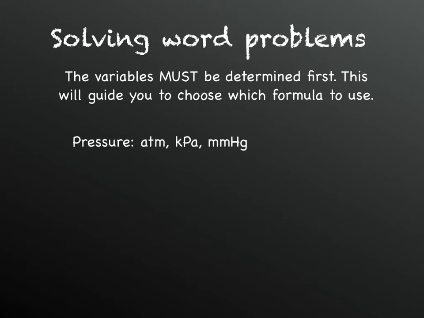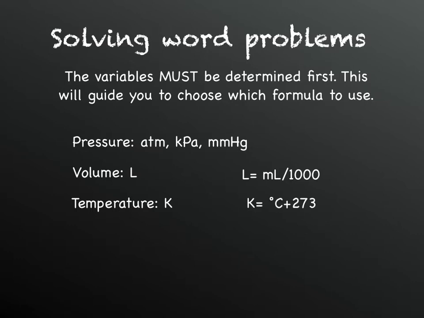Remember that our variables are pressure, which is measured in atmospheres, kilopascals, or millimeters of mercury. Volume, which is measured in liters. You can find the number of liters from milliliters by dividing by 1,000. Our temperature will be Kelvin. Kelvin is going to be degrees Celsius plus 273. Moles, the variable for that is N.